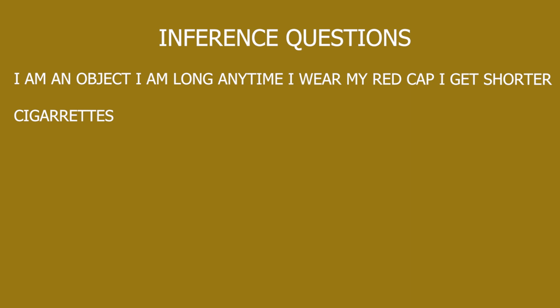Another riddle to buttress what we are saying. I am an object. I am long. Anytime I wear my red cap, I get shorter. What am I? I'm a piece of cigarette. The cigarette is long. It is white. When it wears a red cap, in other words, fire comes on it, it gets shorter. That is riddles and jokes.